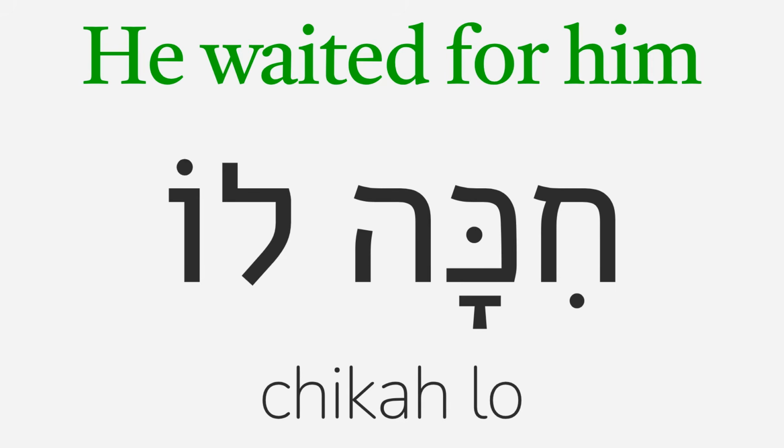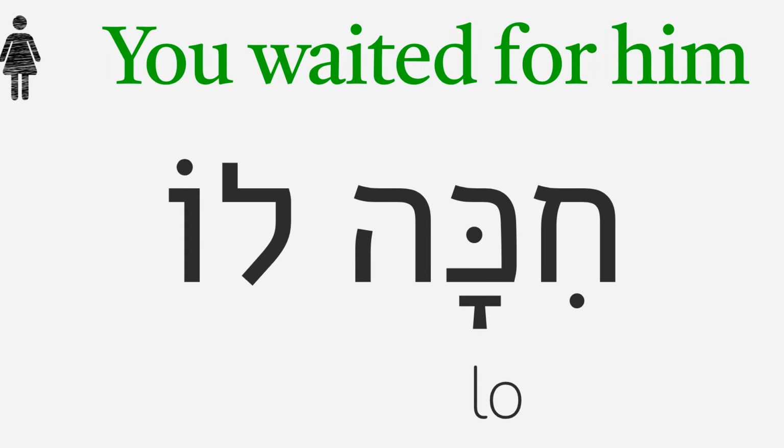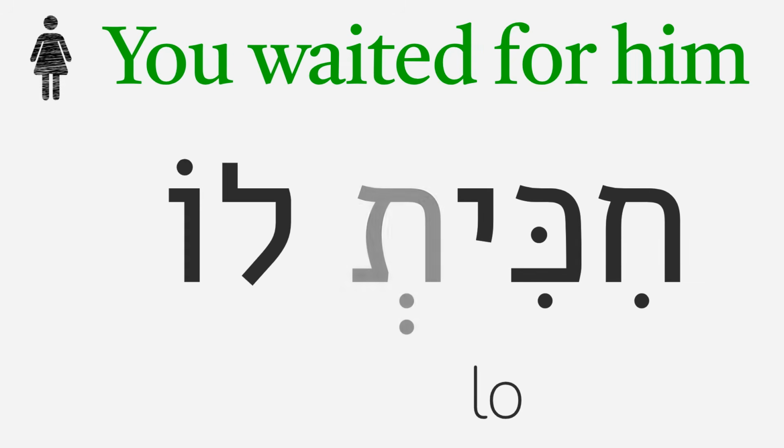Let's say you waited for him, where the you is a woman. Since this is a past tense verb, the ending for this subject will be t. But when the root ends with he, before we add this ending, we must change the a ending to e. Then we add the t ending for the you feminine singular subject. Chikit, you waited, feminine singular. Chikit lo, you waited for him.